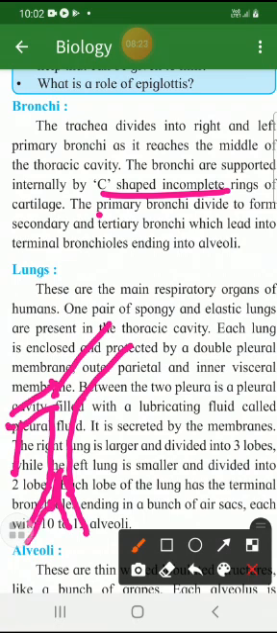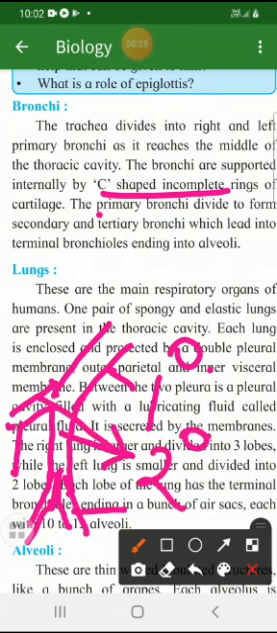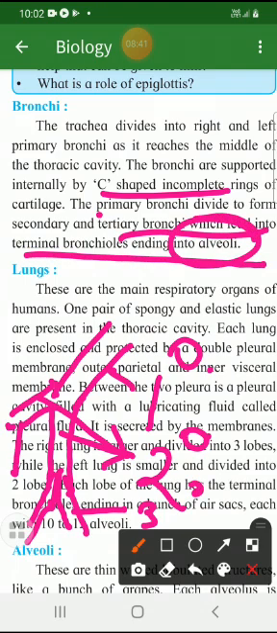उससे क्या होता है? जो फर्स्ट था you call that as primary. जो primary से दो divide होके बने हैं you call this as secondary. सेकेंडरी से जो divide हो रहे हैं उसको हम बोलते हैं tertiary. Slowly they just divide and end into alveoli.